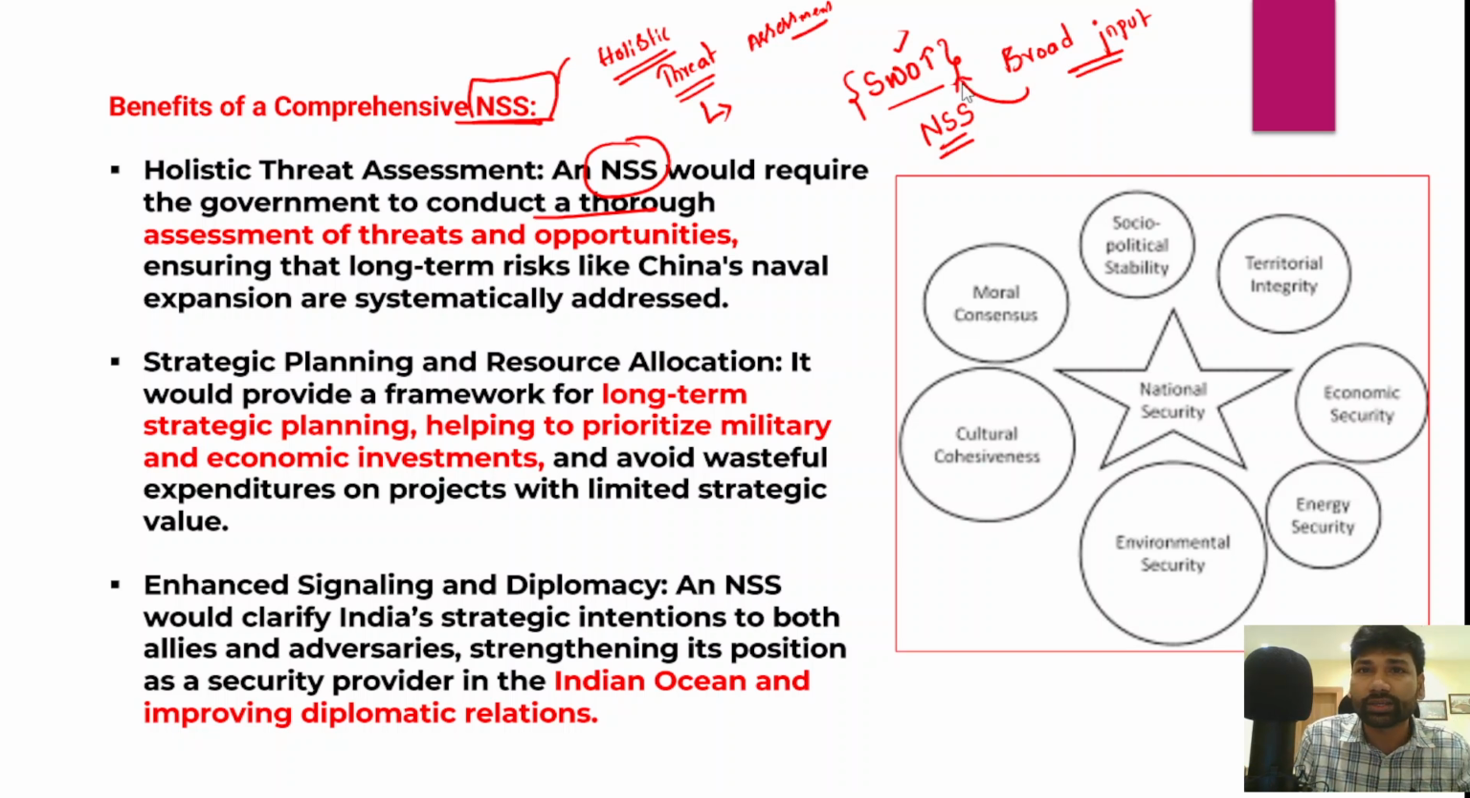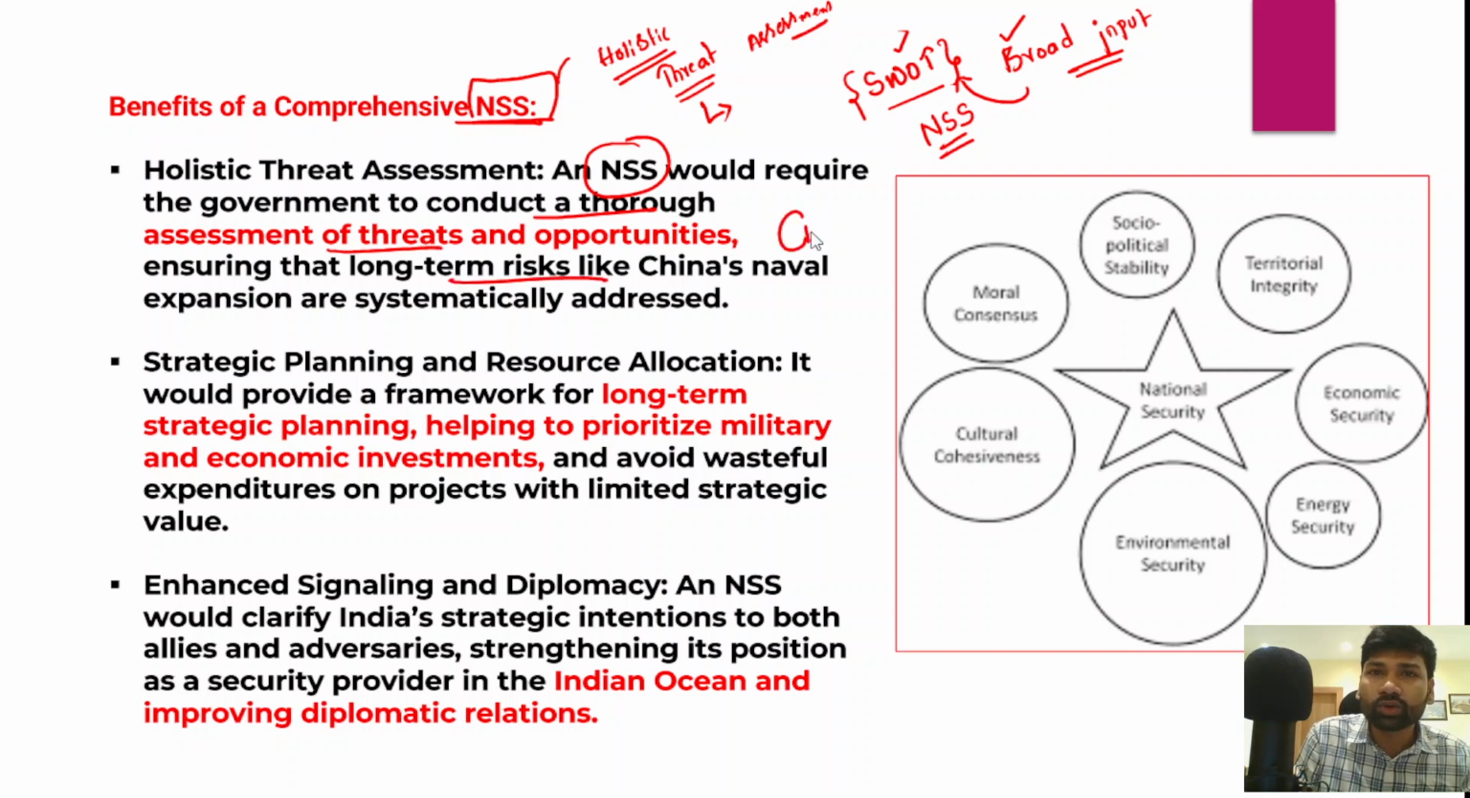And essentially, we should not concentrate the decision making at the top brass of the government, either government officials or the politicians. It is very important that the decisions we take must be decentralized to some extent, to accept the broader input into the decision making. And therefore, this comprehensive national security strategy will help in the careful assessment of the threats and opportunities, and therefore it addresses long-term risks.